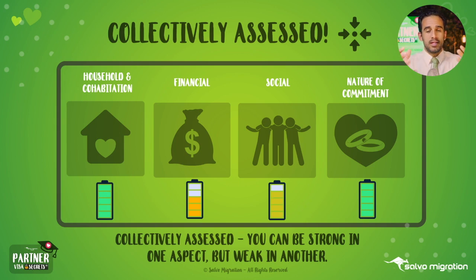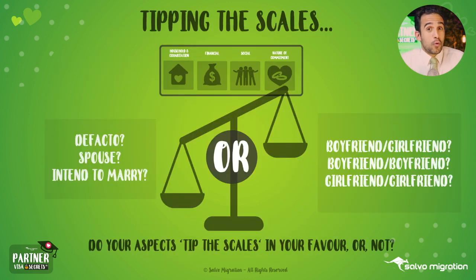Now, the idea I want to get across to you is that you can be weak in 1 or 2, but still be strong in the others and still be okay, because it is collectively assessed. They're going to look at everything as a whole to determine if you meet the requirements or not. When I say meet the requirements, I mean that you've tipped the scales to indicate that you are in a de facto relationship with your partner, or you are in a spousal relationship, or you do intend to marry, and that you're not just boyfriend-girlfriend, boyfriend-boyfriend, or girlfriend-girlfriend.